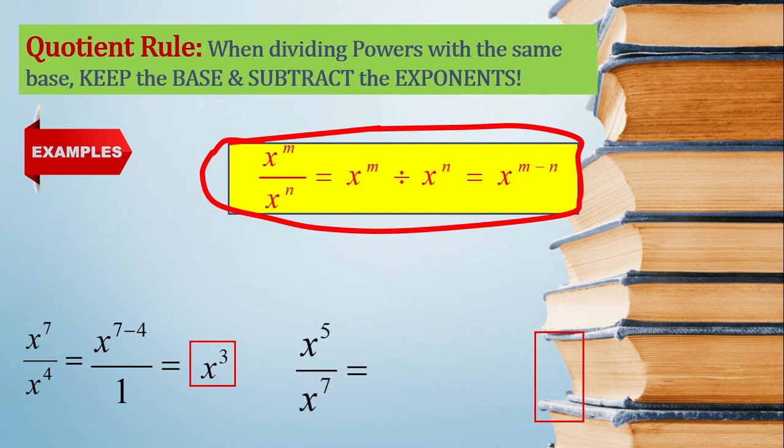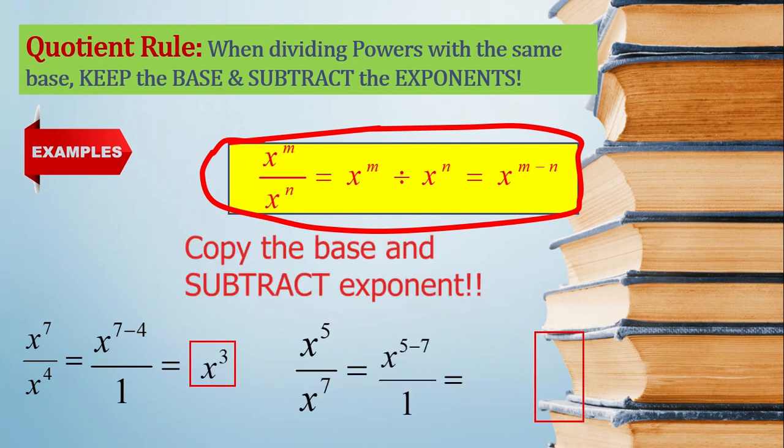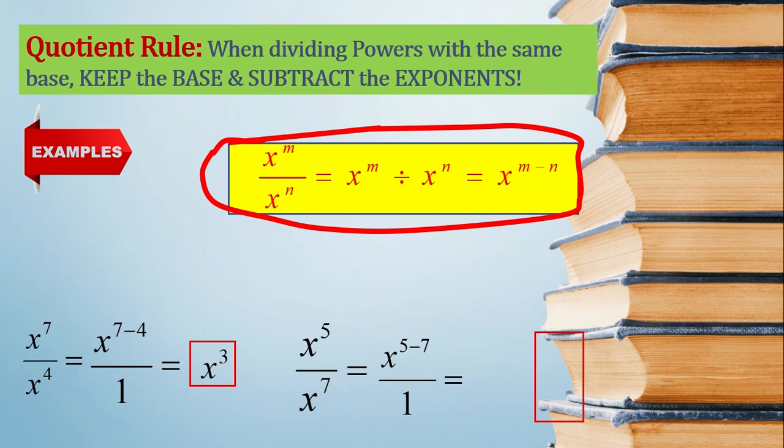Paano pag x raised to 5 over x raised to 7? Okay, so ang gagawin lang natin, we copy the base and then we subtract the exponent. So, x raised to 5 minus 7 over 1. Ang magiging sagot natin ay x raised to negative 2. Ayan na ba yung final answer natin? Hindi. Hindi pa yan ang final answer natin.